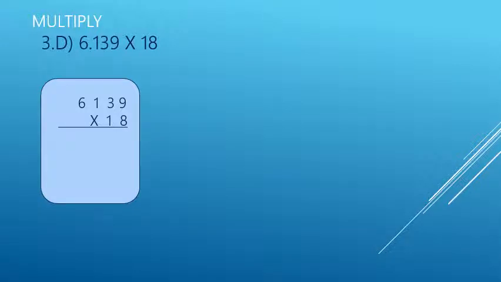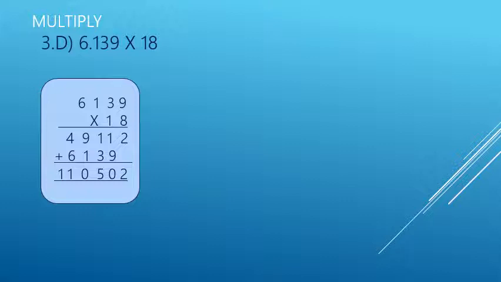First of all, we will multiply 6139 by 8. We get 49112. In the next step, we multiply 6139 by 1 and we get 6139. Now we will add both the numbers that we got in both the steps, and after adding we get 110502. Now children, we will note the number of decimal places in 6.139.